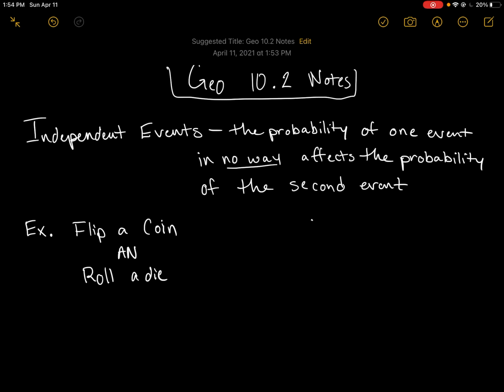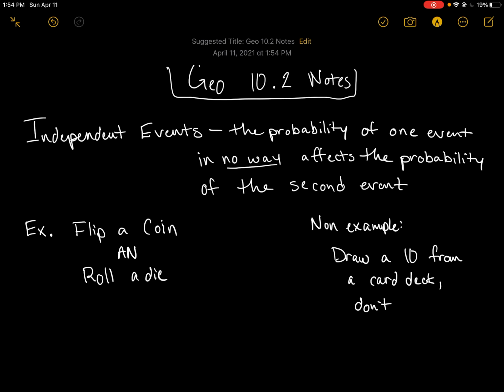So the idea is that when you roll the die, it's going to randomly be whatever one of the 6 numbers it was going to be, regardless of the outcome of the first event. A non-example would be you, let's say, draw a 10 from a deck of cards, and then you don't replace it, and then you try to draw a 9.